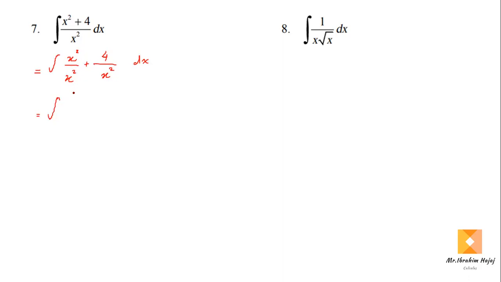Yeah, good idea. So we have to split out this fraction as a sum of two fractions, x squared over x squared and 4 over x squared. You can, Nidal. x squared over x squared is 1 plus 4 over x squared, which we can write as 4x to the power of negative 2 dx.